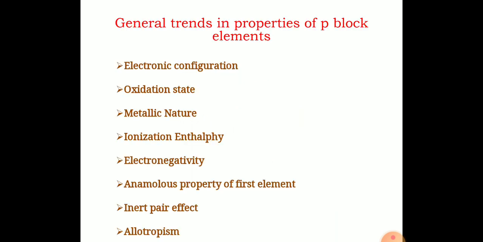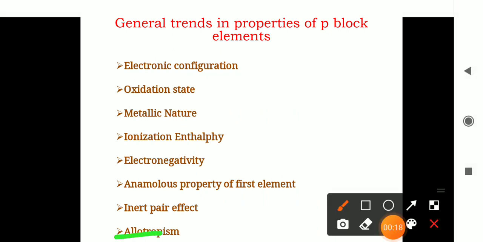Dear students, in this unit we have been discussing the general trends in the properties of P block elements and we have completed the majority of the concepts. Finally, in this video, the concept we are going to see is allotropism. We are going to define allotropism and also see the various allotropes of different elements. Is it clear, students? What is the concept of today's video? It is allotropism. Let us move on to the concept.